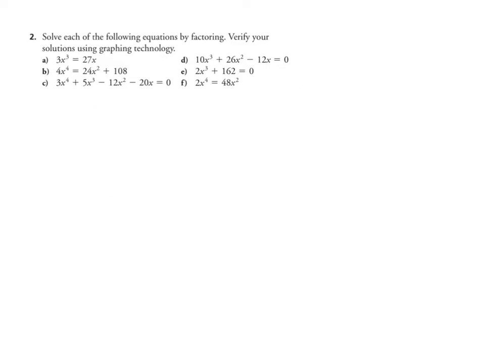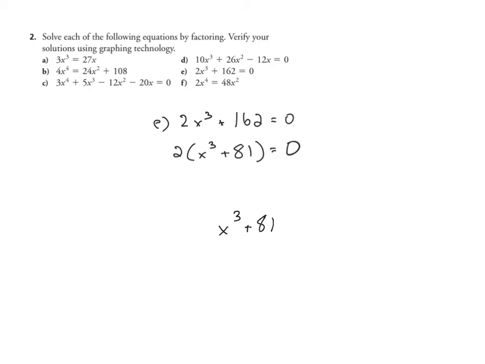Okay, E looked like it's going to be easy. We got 2x cubed plus 162 equals 0. Obviously, you pull out a 2, so x cubed plus 81 equals 0. Now we just have to find how x cubed plus 81 can equal 0. Well, that means x cubed is going to have to equal negative 81. So that means x is going to be the cubed root of negative 81.